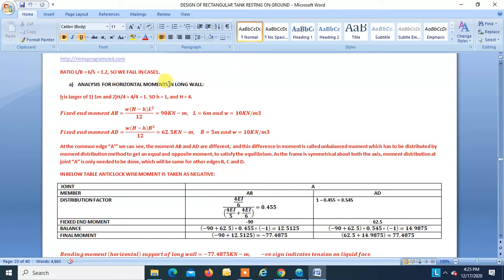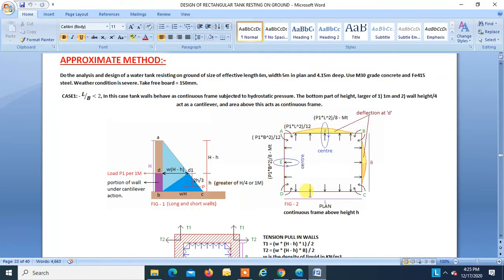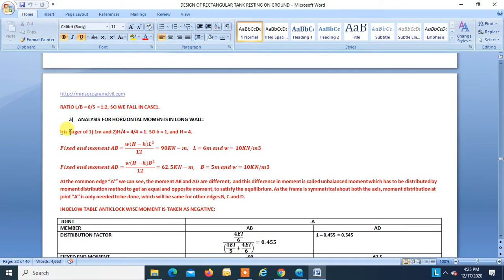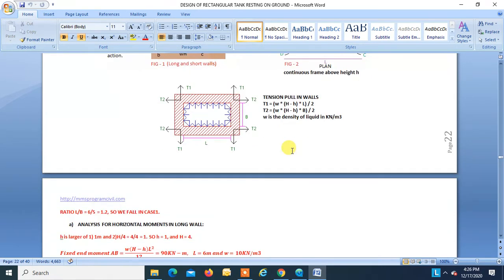Analysis of horizontal moment in long wall. So we are doing the analysis of long wall. First, h is larger of 1 and H by 4. So h is equal to 1 and capital H is equal to 4. Now the fixed end moment at AB. Okay, so this is AB. Fixed end moment for UDL over here is WL square by 12, sorry, not WL square by 8. It is WL square by 12.